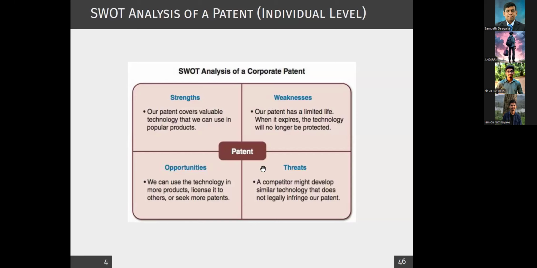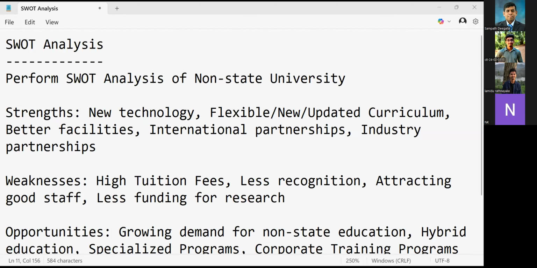Let me give you a write-up. Okay, so thanks for helping me out to figure this out. We were discussing SWOT analysis for the non-state universities. Together with you, we have identified the strengths as new technology use, flexible, new updated curriculums, better facilities, international partnership, industry partnerships. Those are the strengths if you focus on the non-state universities.